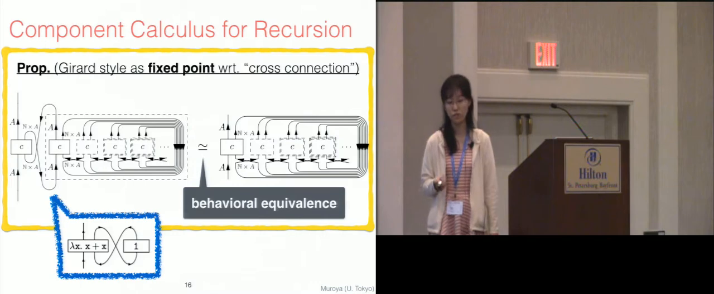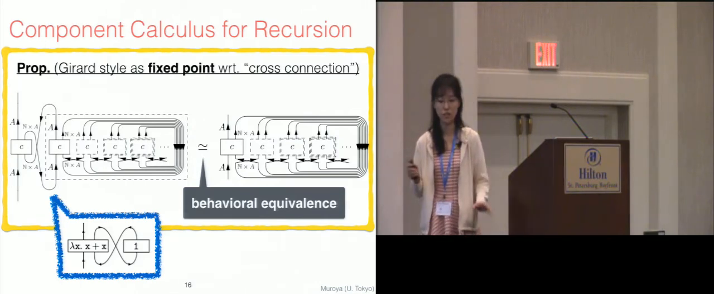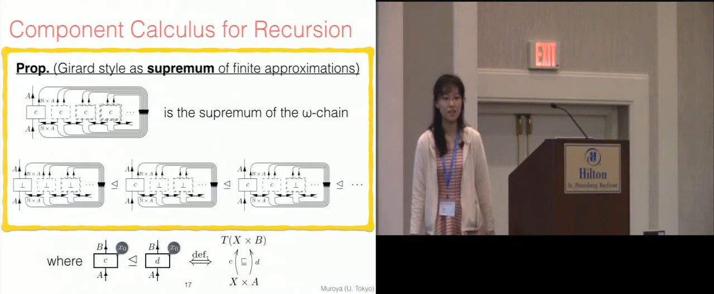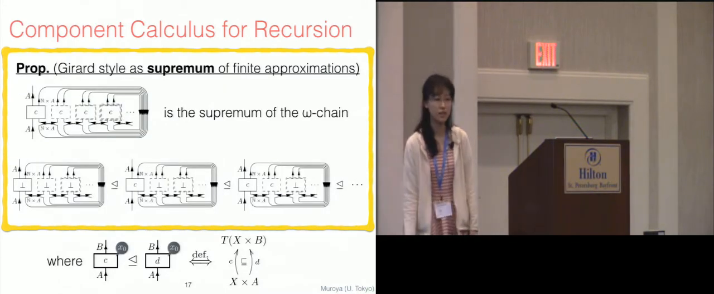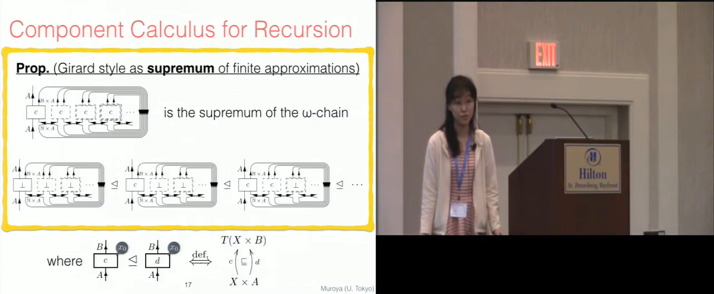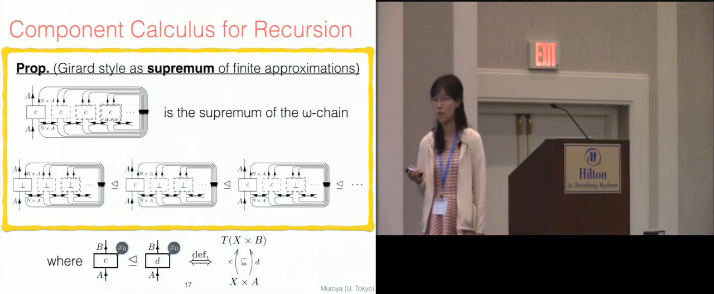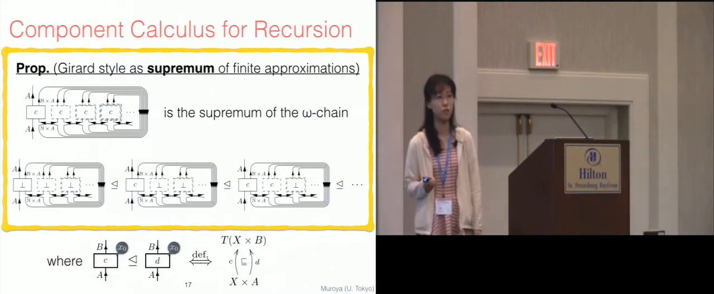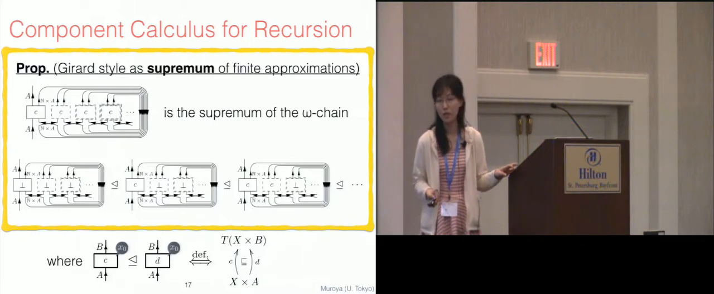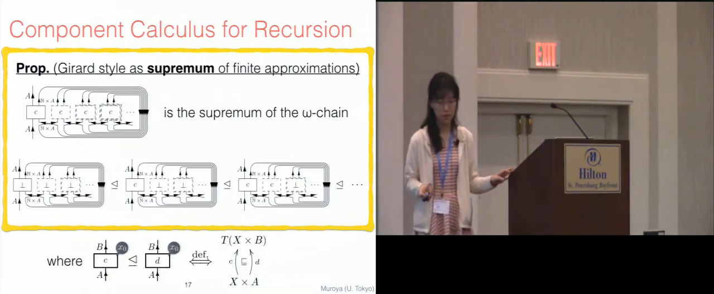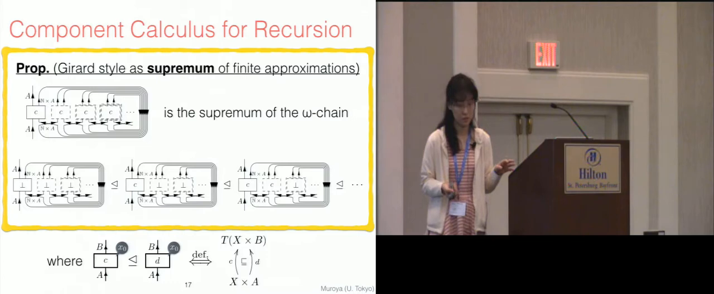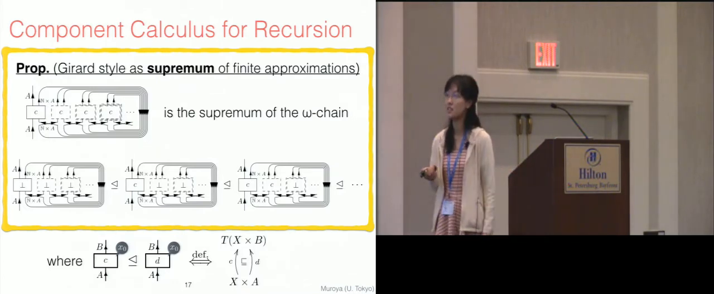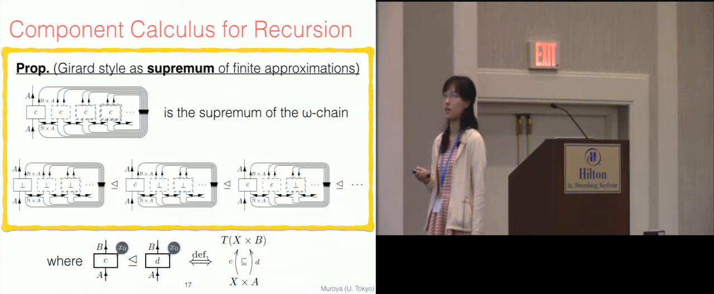With behavioral equivalence, we can abstract away the internal state space of transducers. And the second characterization of the Girard-style operator is as a supremum of its finite approximations. We assume that transition functions of the same domain and codomain form an omega CPO structure, and this structure leads to an omega CPO structure on transducers. On this structure, the Girard-style operator is characterized as a supremum.